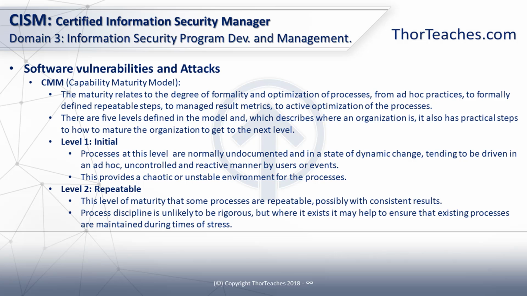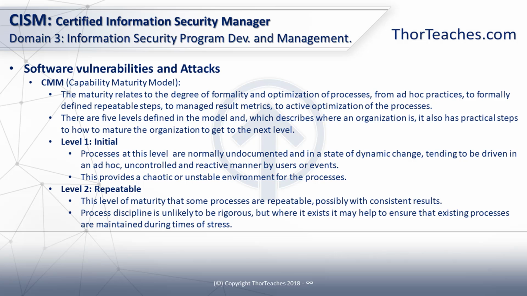So level 1, that's initial. Our processes are undocumented, they're often driven by an ad hoc need for them, they're uncontrolled, and they're in a reactive manner. Meaning, we need something, then we do it. But we don't have a roadmap on how to get there or how to do it. And this is a very chaotic and unstable environment for the processes and to work in. I have seen shops like this. If they manage to finish a product on time and on budget to specifications, it's pretty unusual. Normally, most things break and stuff doesn't happen on time or on budget.